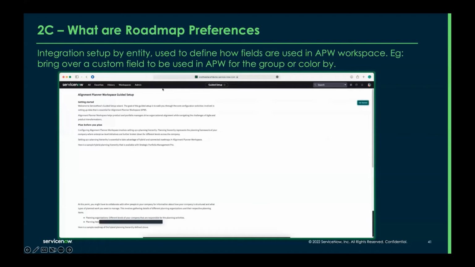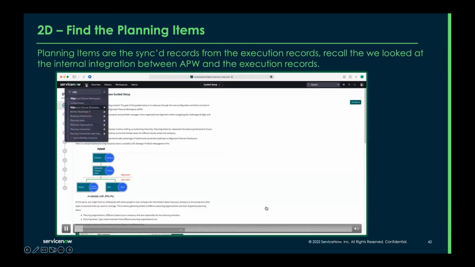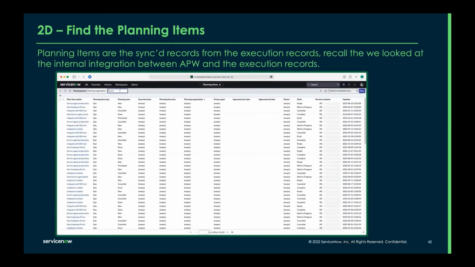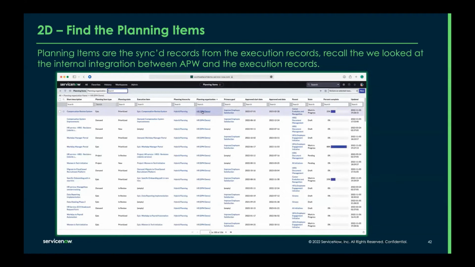So that's roadmap preferences. Now let's move on to planning items. And remember, planning items are the items that are part of the integration. We bring in all the data off of projects, epics, and demands, right? So your planning items is effectively a table that holds all that information and does the relationships between those items. So effectively, it's looking at the execution item, it's bringing certain information into the planning items table, and this is what APW uses. It does kind of this translation, it adds new values, it puts in dates, it does relationships, right? It's a lot of information that it brings in and uses.